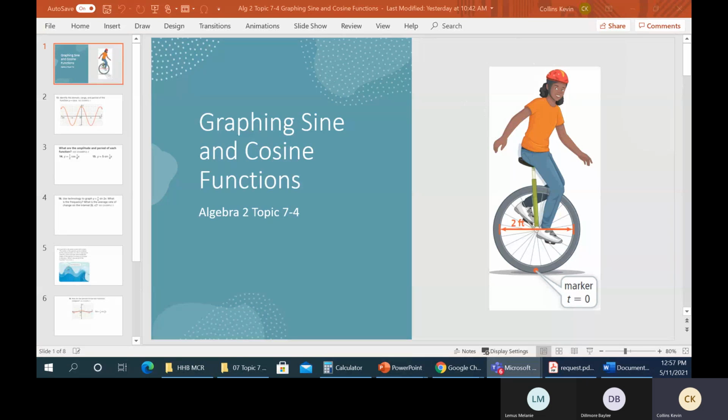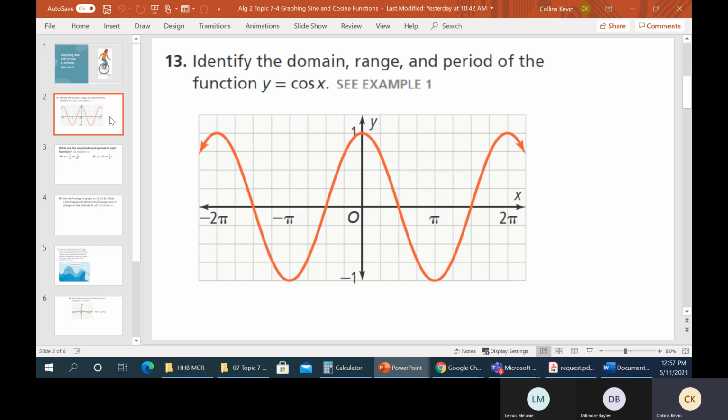So this is some stuff out of your book. This is section 7.4. It says define the domain, range, and period of the function y equals cosine of x. So again, here is where we start at 0, and at 0 we are all the way to the right on the unit circle. So that means that y is going to be 0, and x is going to be 1. So we start at 1, we come down, we'll come back up.